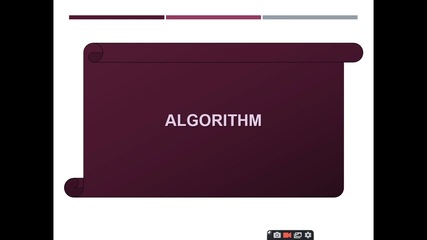So knowing about these particular basics of the algorithm, we will just jump into our discussion. Is it clear up to this point?